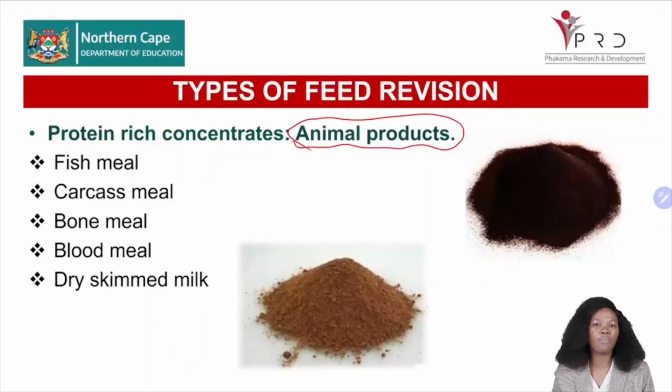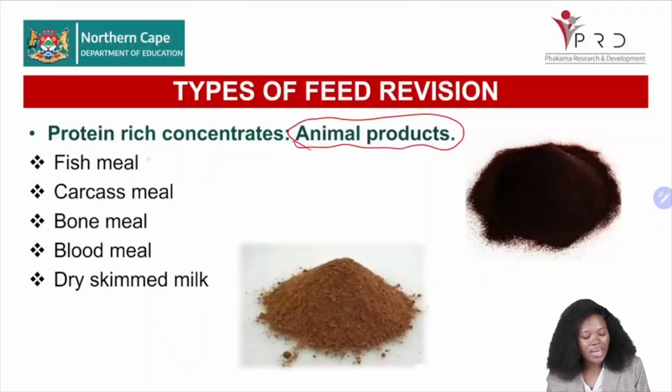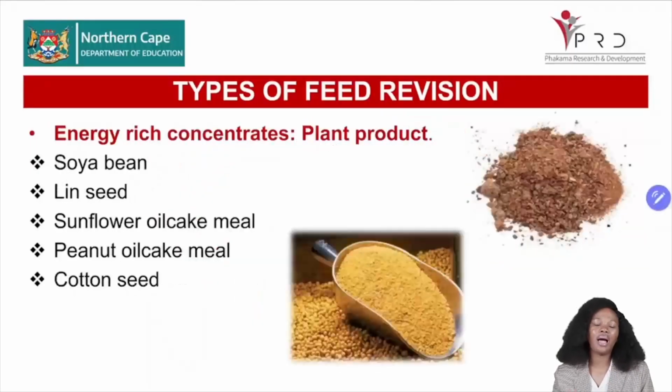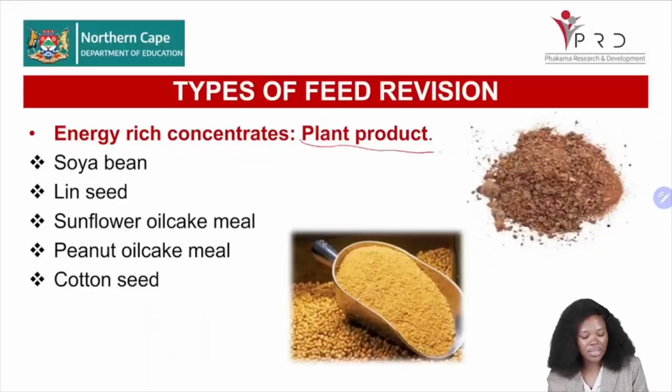Now, concentrates that are protein rich, we can name fish meal, carcass meal, bone meal, blood meal, and dry skimmed milk. So these are examples of concentrates that are protein rich, but come from animal products, right?